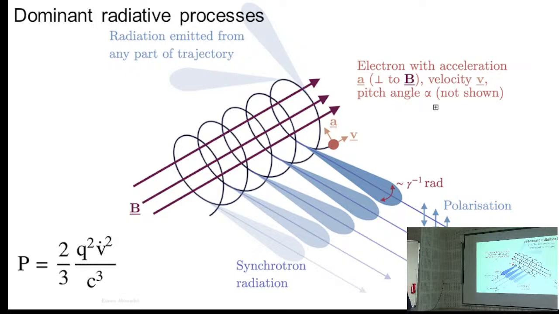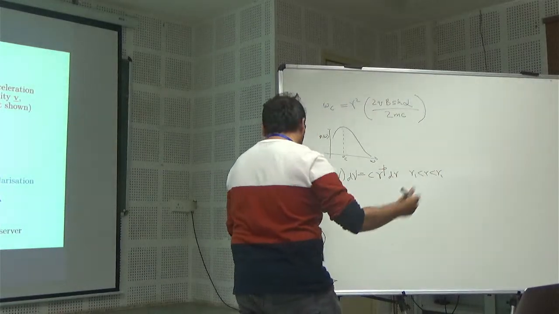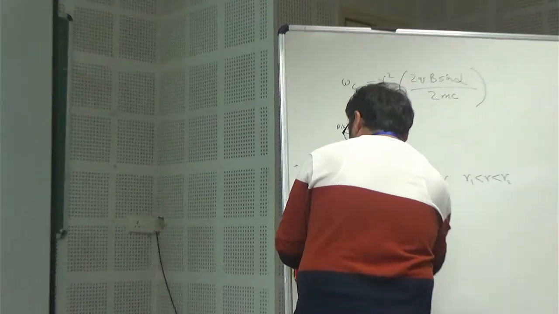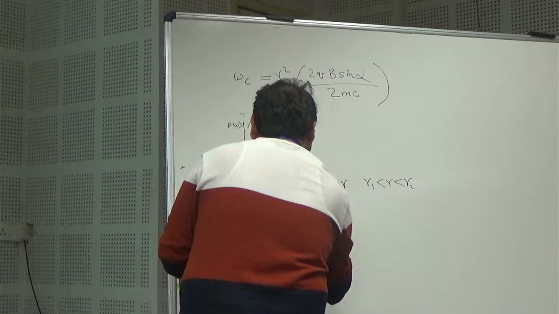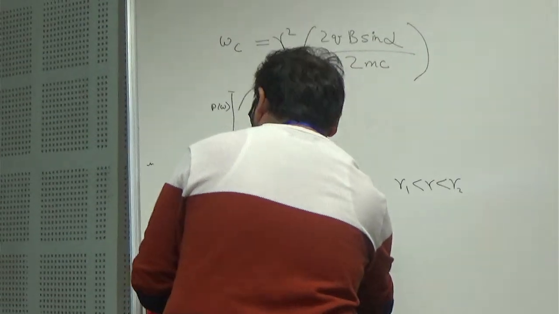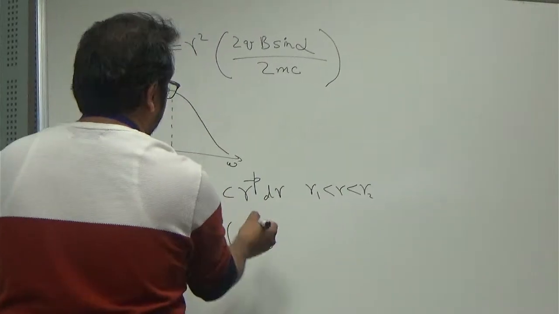Right. So there is a bit of algebraic work which I'll probably skip, but essentially what we want to do is compute what is the total power as a function of frequency. What you have to do then is take the power from a single electron, and you then basically average it over this n gamma term.